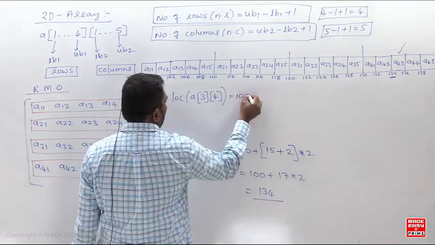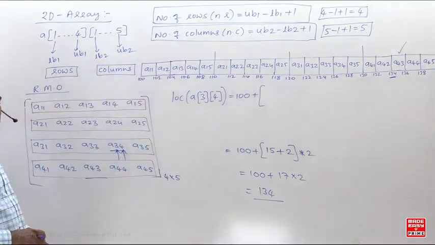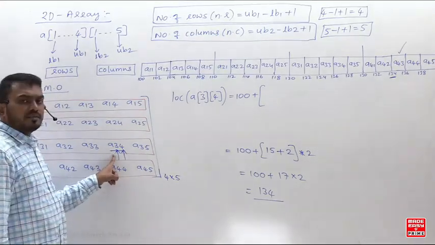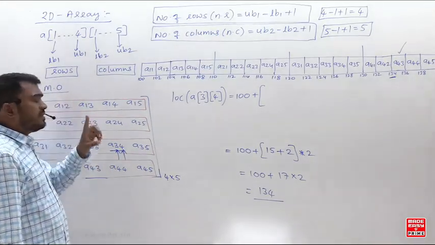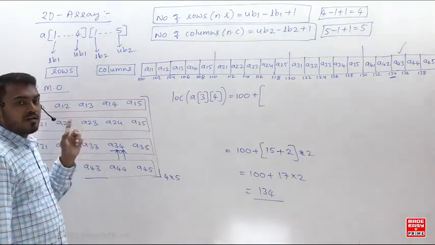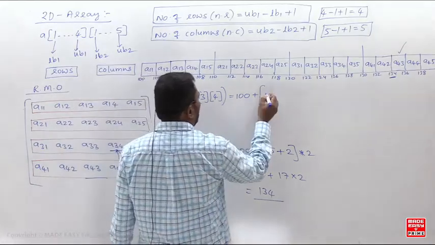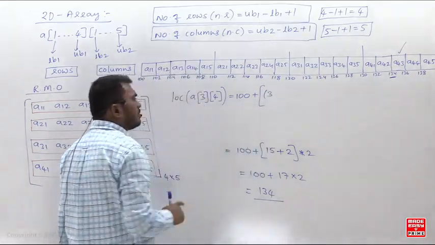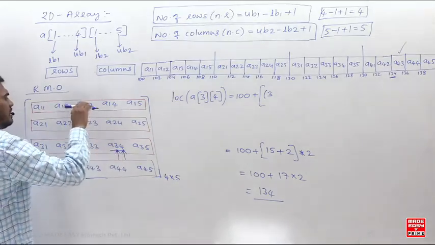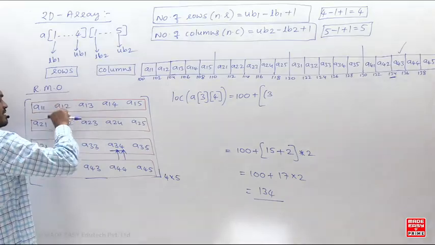A of 3,4. Base address is 100. Now third row, fourth column. Understand carefully. Now remember, it's row major order. The first concentration is on the rows. I told you already, in row major order the first concentration is on the rows. So the third row you want to go means how many rows do you have to cross? These two rows you have to cross completely.